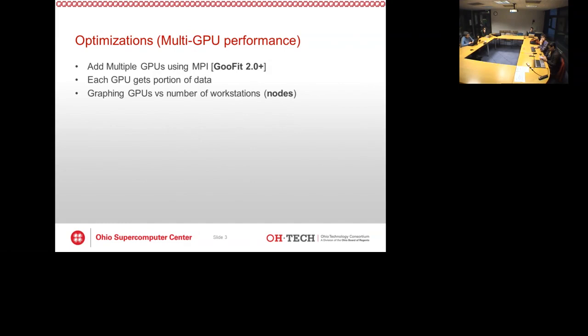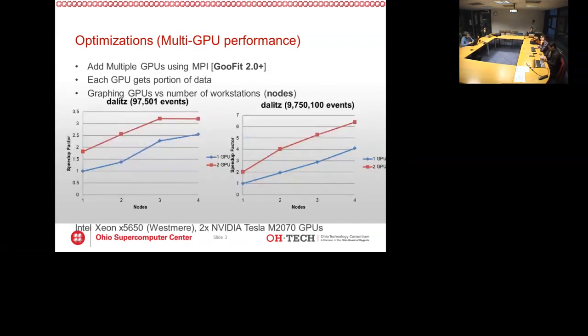And here are a couple of graphs to show you the performance. The left graph shows you a Dalitz fit with a very small amount of events, and you'll see that the performance is pretty bad. With 2 nodes, 1 GPU, we barely get a 1.5 times speedup. But if you look at the right-hand graph, we have a lot of events. We have 9 million events, 2 nodes, 1 GPU, and we end up with a factor of 2 times speedup.